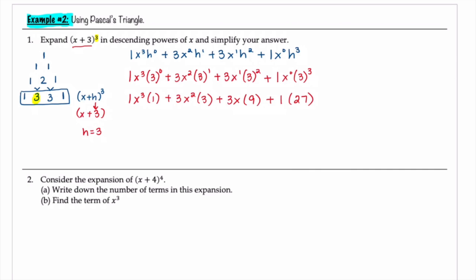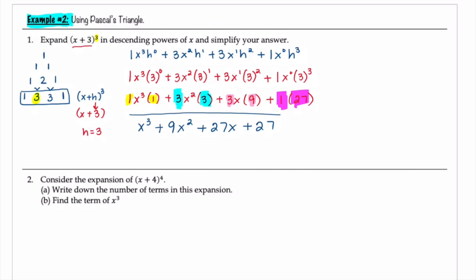And at this point, let's multiply whatever we can multiply. So we have those. And I'm going to write my final answer. And I get x cubed plus 9x squared plus 27x plus 27. If you look back at the do now, this is exactly the same thing that we got doing the distribution method. Let's look at number 2.